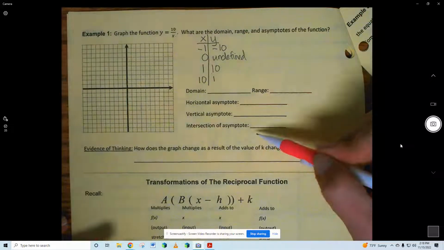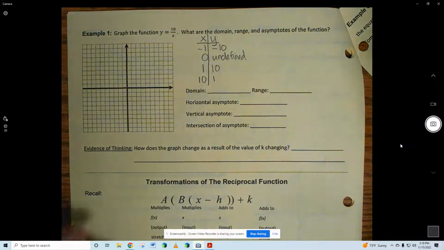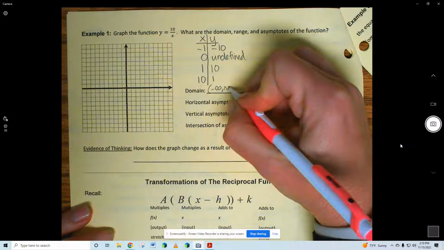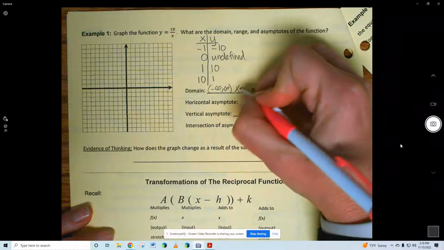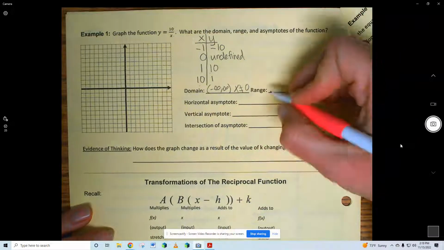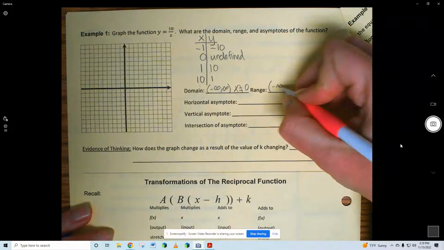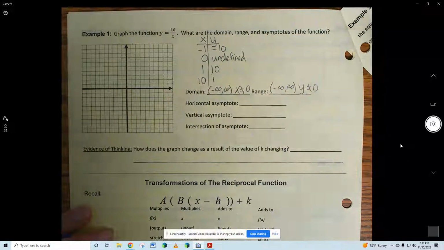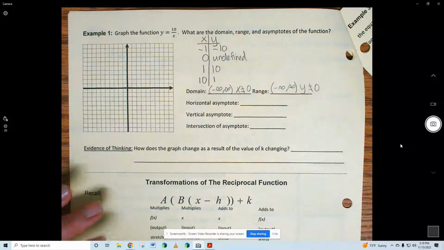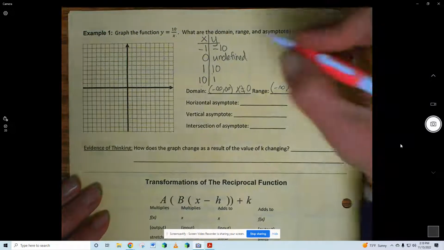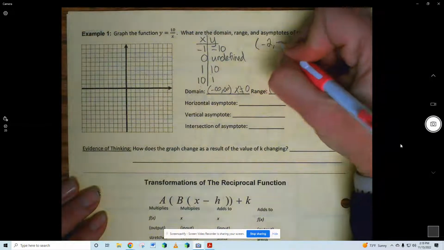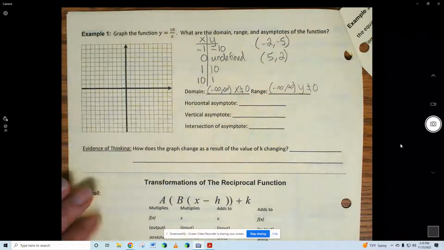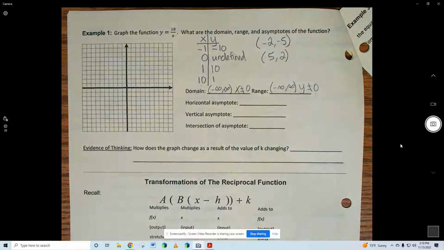Let me go through all of this. My domain is going to be all real numbers. However, x cannot be 0. And my range is going to be all real numbers. Another way of writing it, still, y cannot be 0. If you care what 2s and 5s might look like, I'll just tell you what the answers are.